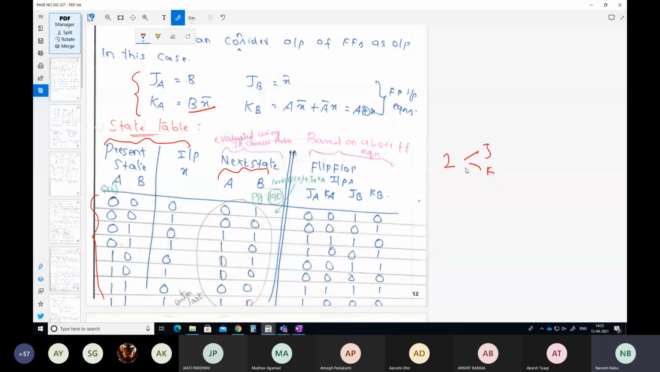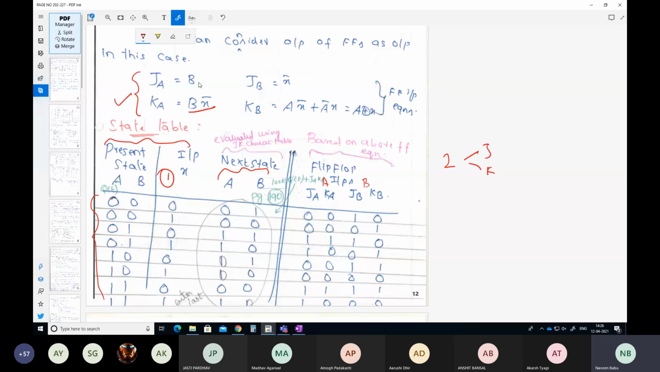Since we have two inputs for two flip-flops, we will have JA, KA as input of A flip-flop and JB, KB as input of B flip-flop. So this is the first thing that you will do: fill all the input row combinations. Then you will come back to the flip-flop input equations. You will use these equations that were given from the circuit to fill up the JA, KA input values.